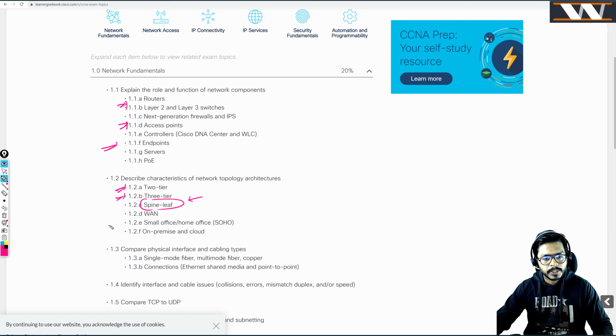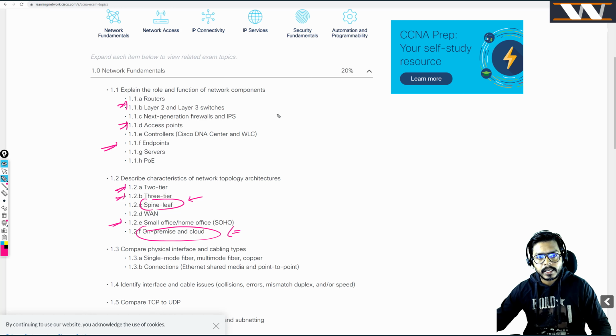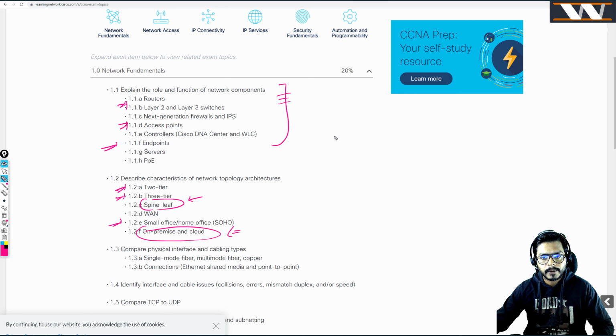We have talked about small office, home office, on premises, and cloud. We will be talking about them in today's session. I haven't taken the approach of going step by step, topic by topic, because that would not make sense. First, I wanted you to understand how communication happens between two hosts, and then I involved all these terms.